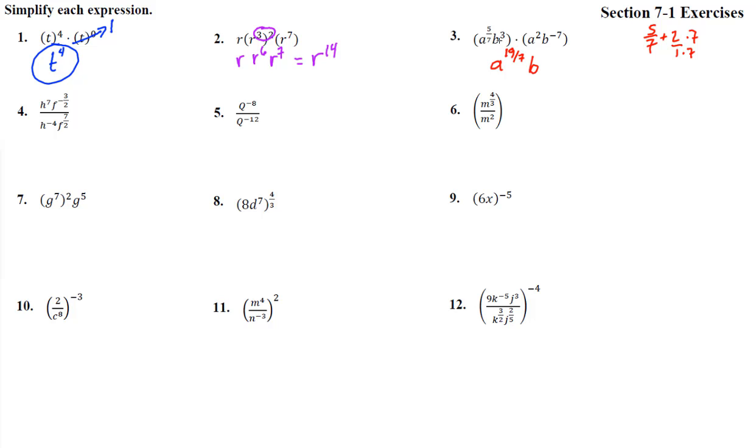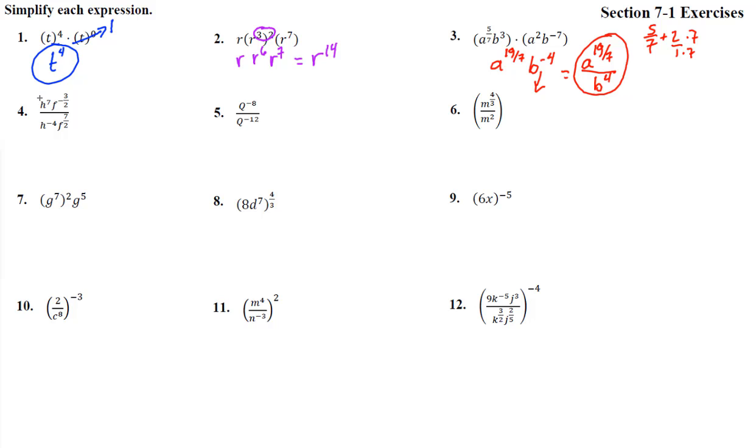B to the, let me see. Now we're going to add this. 3 plus -7 is -4. What do negative exponents do? They flip down to the bottom. So we get a to the 19 sevenths, or whatever that means, over b to the 4th. And that is our answer there. Good. Number 4.